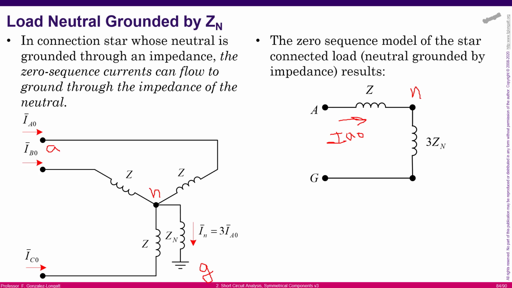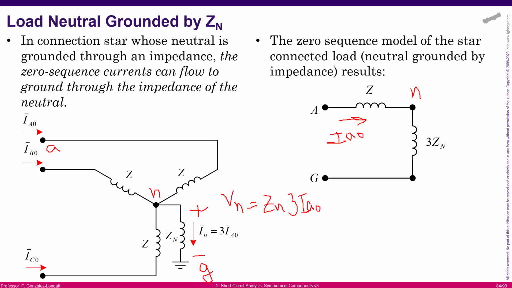Because when the currents arrive at the neutral point, there is a voltage drop over here. The voltage drop that we have, we can call the neutral voltage, and that should be the neutral impedance multiplied by 3 times the zero sequence current. Okay, that is the voltage drop.